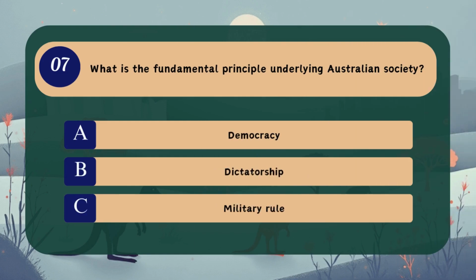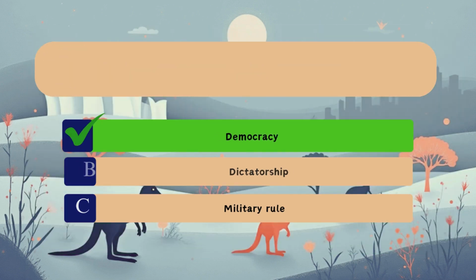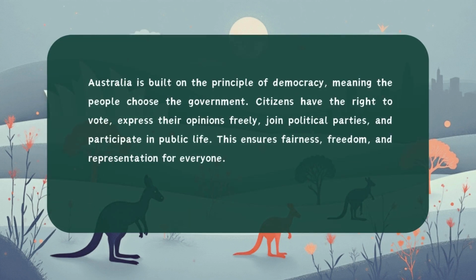Question 7. What is the fundamental principle underlying Australian society? A. Democracy. B. Dictatorship. C. Military rule. Correct answer: A. Democracy. Australia is built on the principle of democracy, meaning the people choose the government.